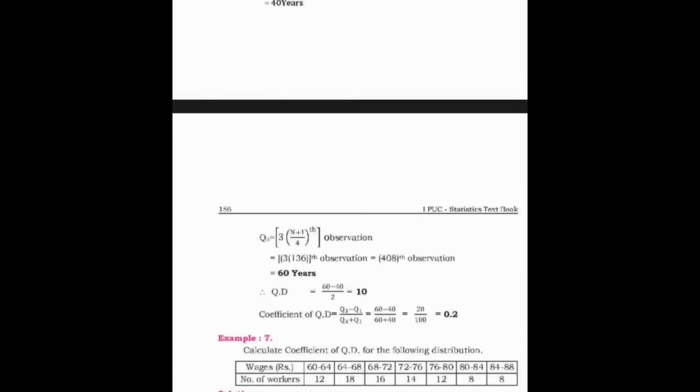60 is the answer. Then you have to calculate the quartile deviation, that is 60 minus 40 divided by 2, that is 10, and its coefficient you have to calculate here.